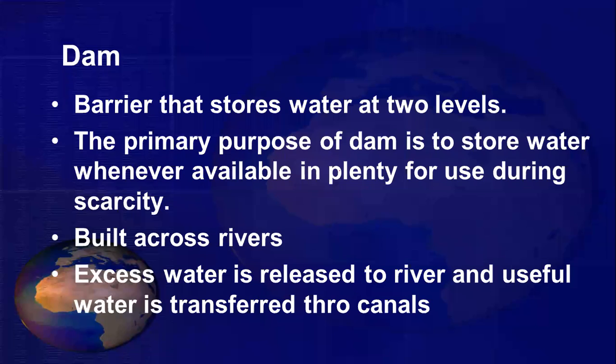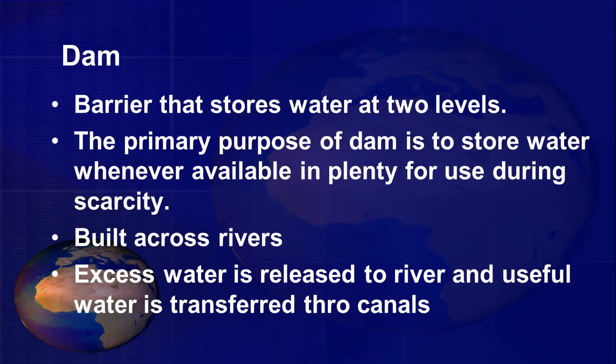So as far as the basics of dams are concerned, a dam is nothing but a barrier that stores the water at two levels. One is at the upstream, one is at the downstream. The primary purpose of a dam is to store the water whenever available in plenty for use during the scarcity.